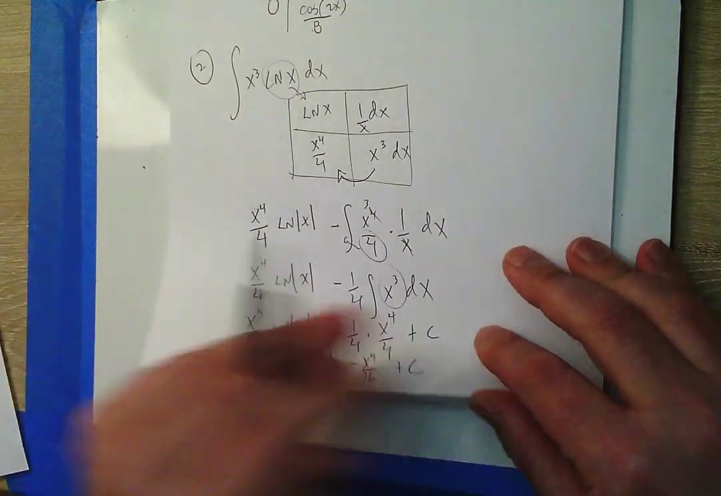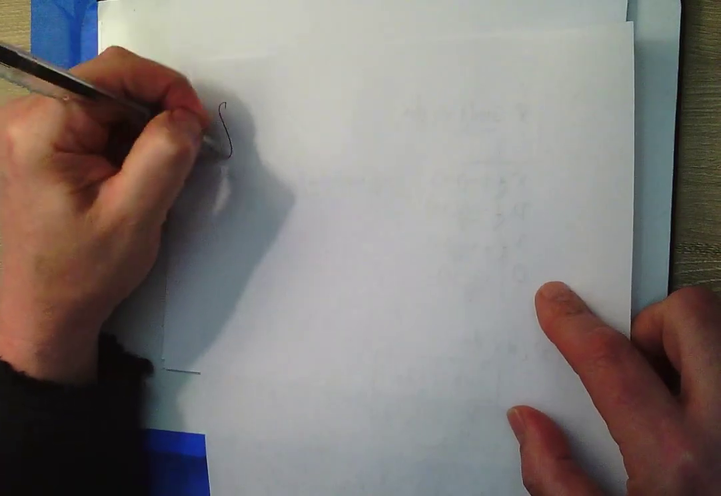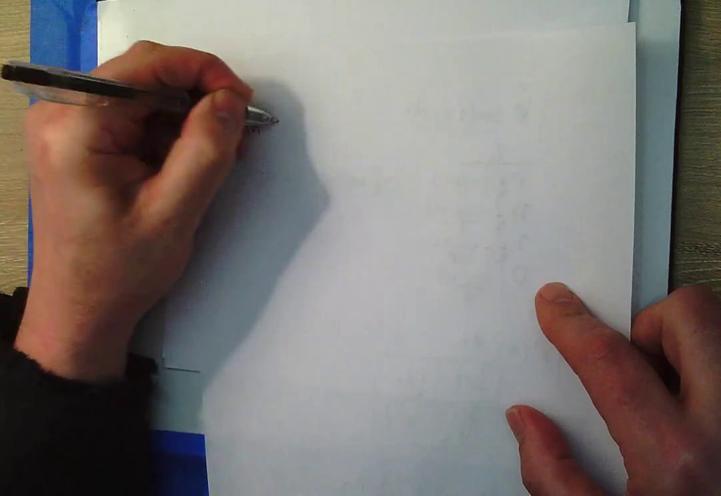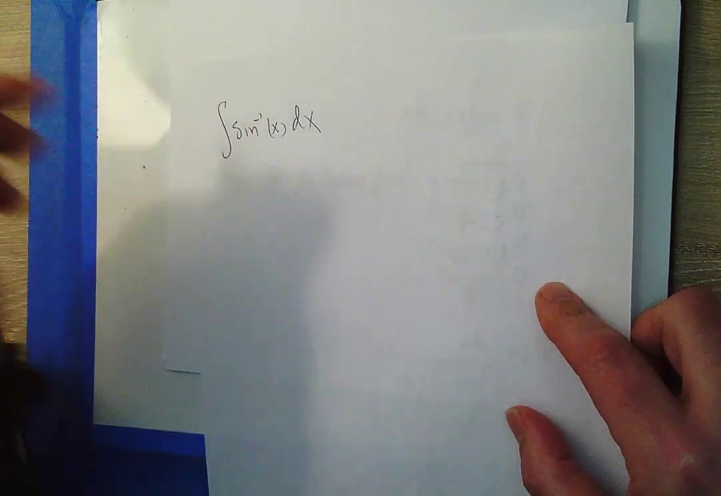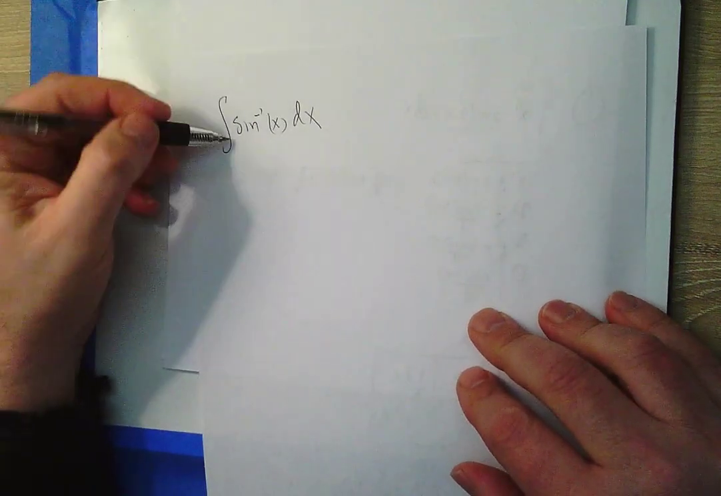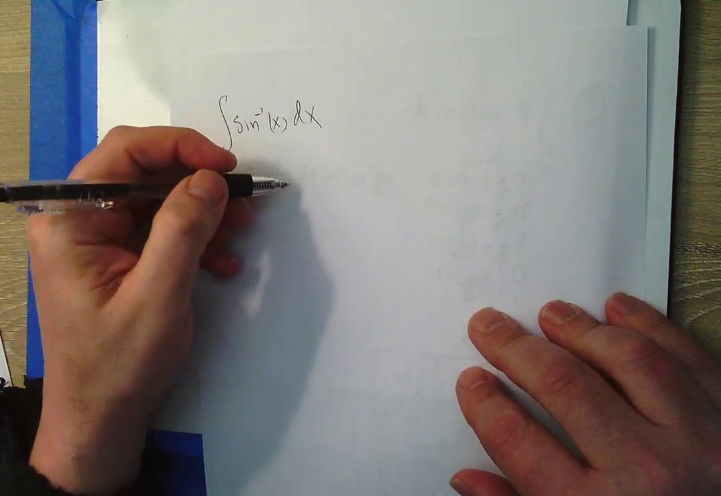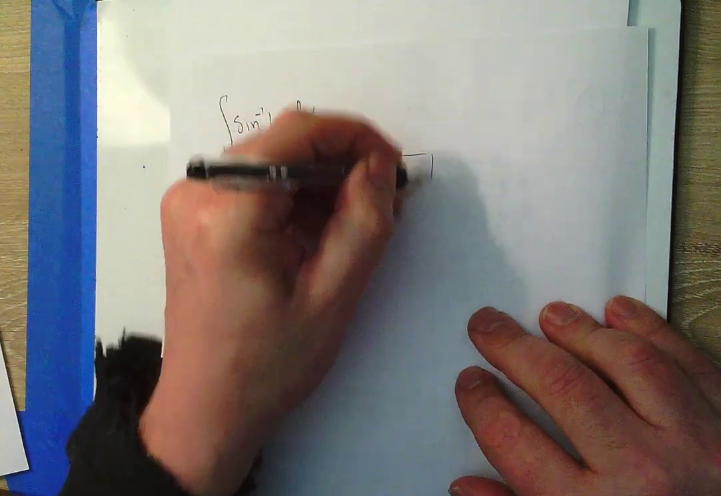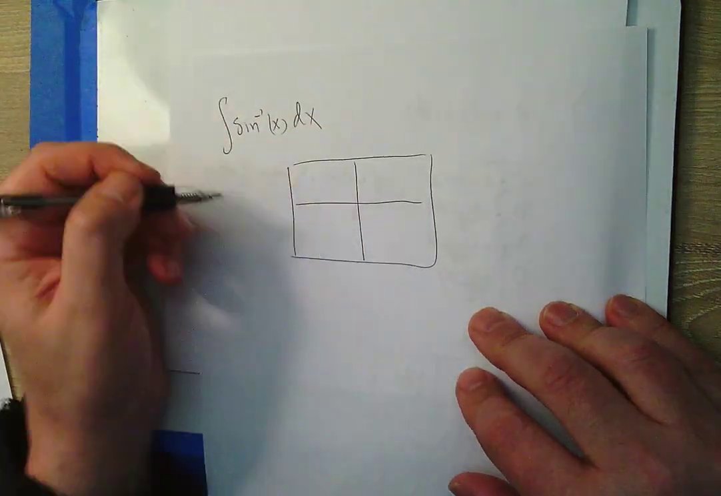Okay, 3. 3 is going to be a different kind of problem. Integral of inverse sine of x dx. Not derivative. I know what the derivative of this is, and you should too. Sounds like we should have a quiz on inverse trig derivatives. But for right now, we need the antiderivative, and I don't know the antiderivative of this. But since I do know the derivative of this, I'm going to do by parts.